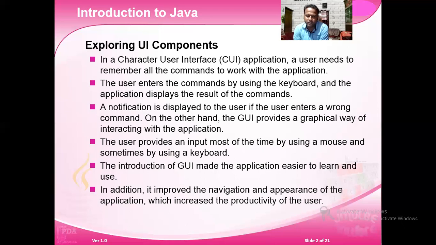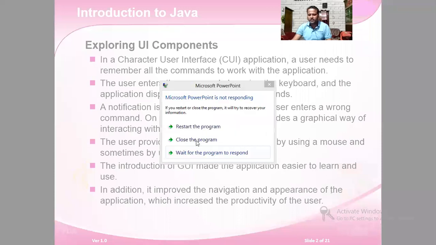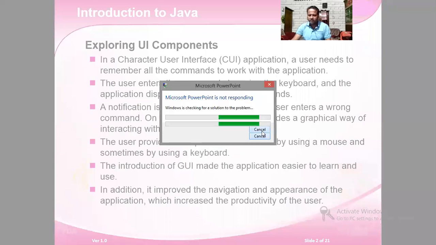The introduction of the GUI made the application easier to learn. In addition, it improved the navigation and appearance of any application. An important thing is that for using this GUI application, we have to use two parts. One is AWT, another is Swing. These are the two components which help you to design the graphic user interface using Java.